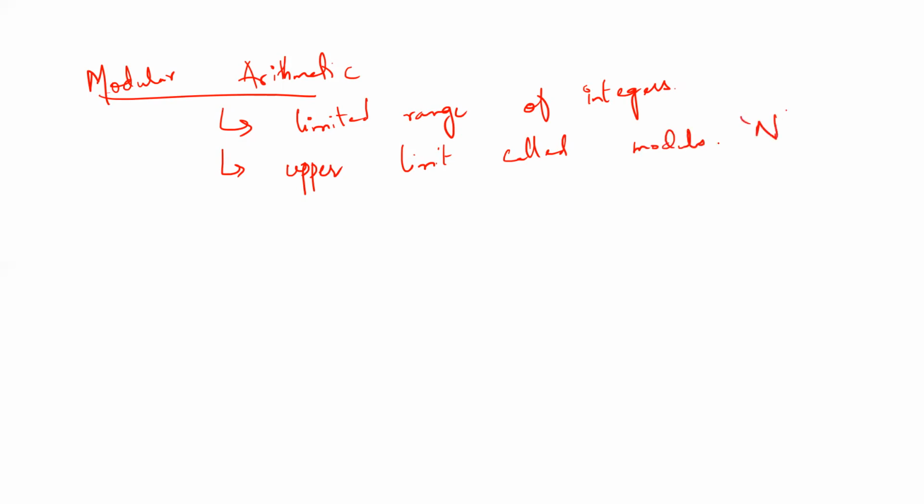That is, it is defined by this capital N. If we have defined the modulus as, suppose, 12, then we will use the integers from 0 to 11. That is, whenever the limit is capital N, we will use the integers 0 to N minus 1. So this is the modulo N arithmetic. So if the modulus is 12, then we will be using the integers 0 to 11, inclusive of 0 and 11.